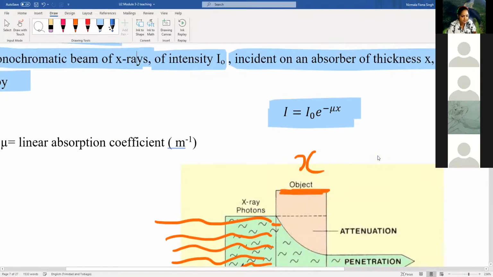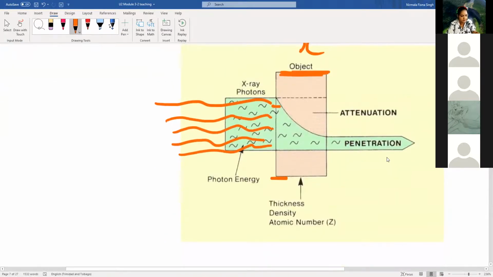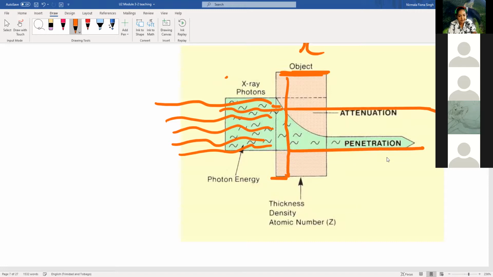Suppose I had used a material this thick. Then that means of my incident radiation, this amount of my X-rays would have passed through. So the thicker the material is, the fewer X-rays will penetrate the material.